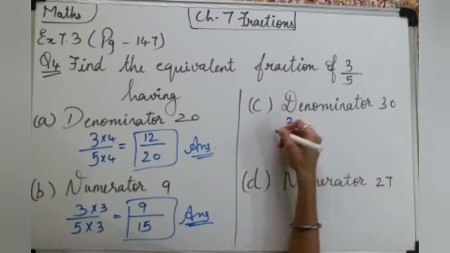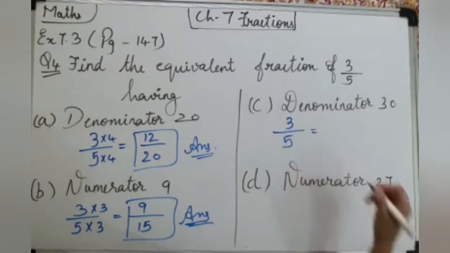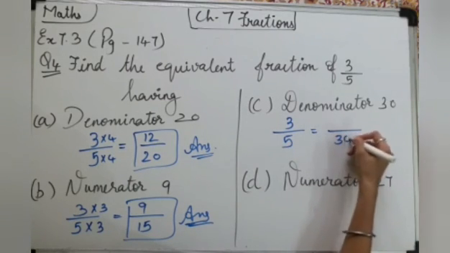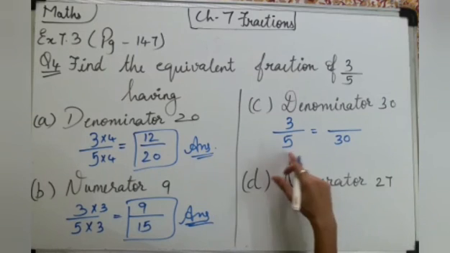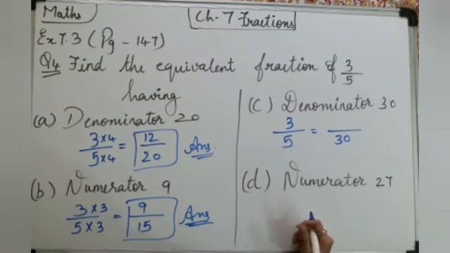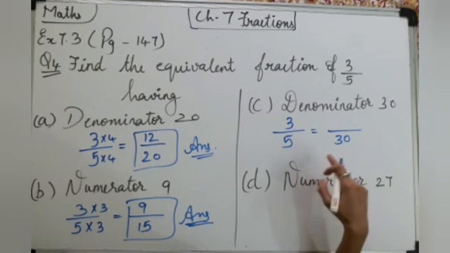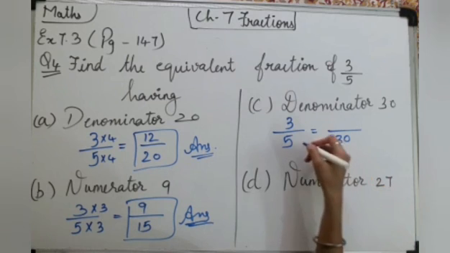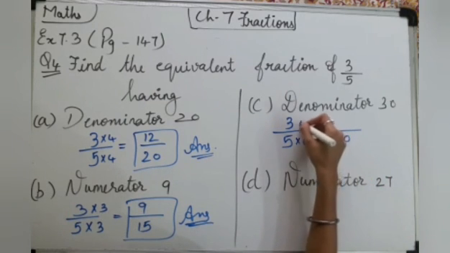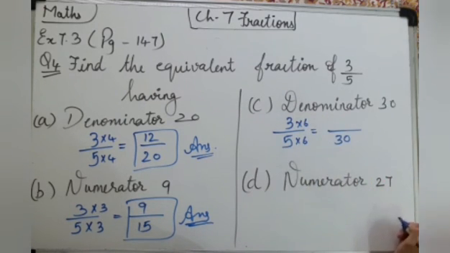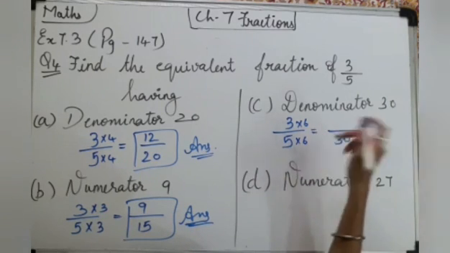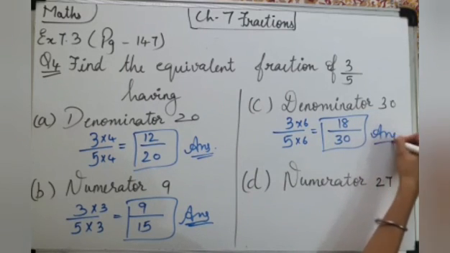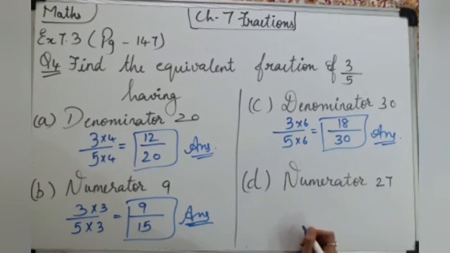One more sum we will do. 3 upon 5 is equal to what they have told? Denominator should be 30. Okay. Again a smaller number and we have to create a bigger number. So we will do multiplication. So in the 5 table, when is 30 coming? 6 fives. Right? So 5 sixes are 30 and 3 sixes are 18. Here we got the answer.